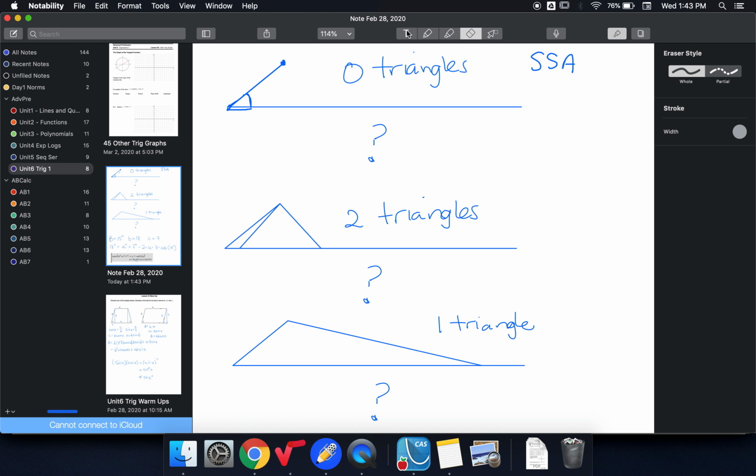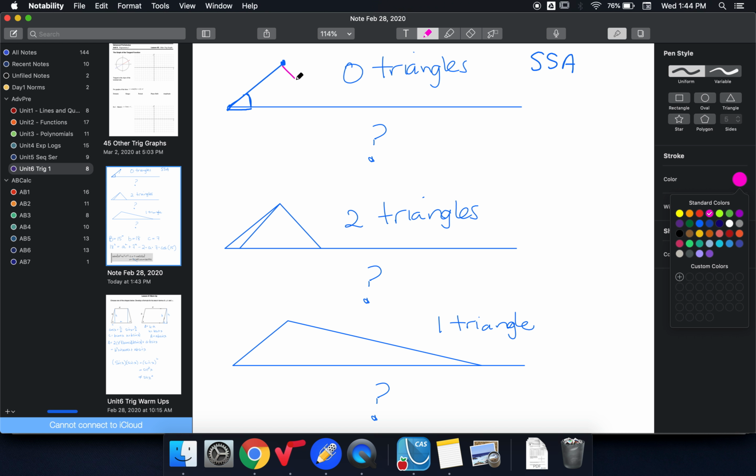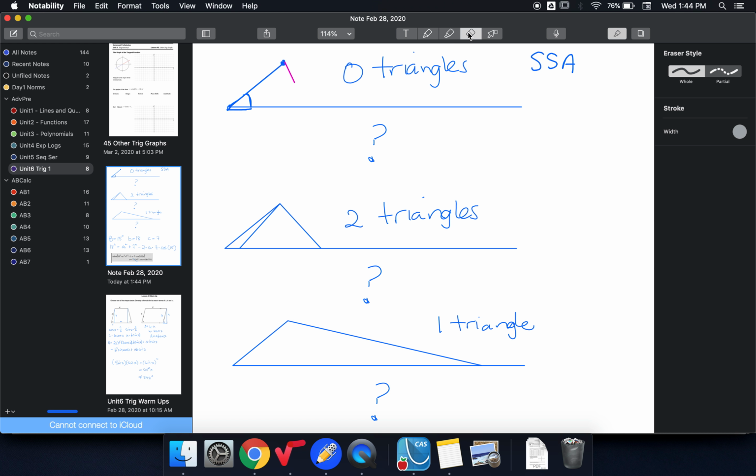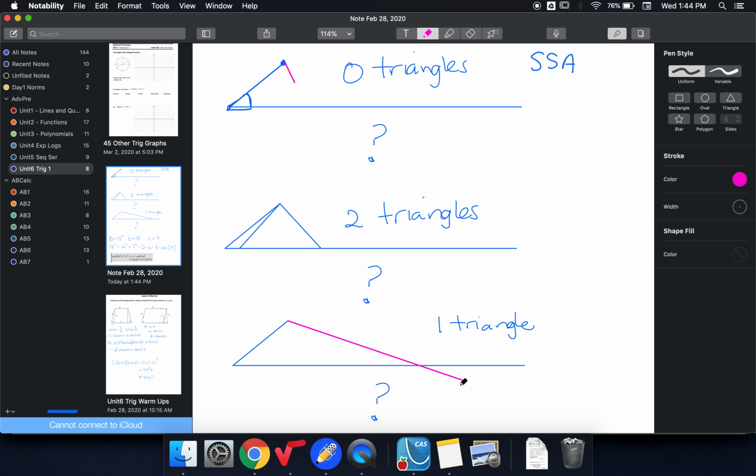If that second side is too short, then no matter which way I swing it on that hinge, I'm never going to hit this side down here. So if that second side is too short, then I'll end up with 0 triangles. If the second side is really long, then I'm going to end up with just 1 triangle. It can only touch here, because if I tried to touch it anywhere else, it's under the third side, because this angle, remember, is fixed. I can't change the angle.